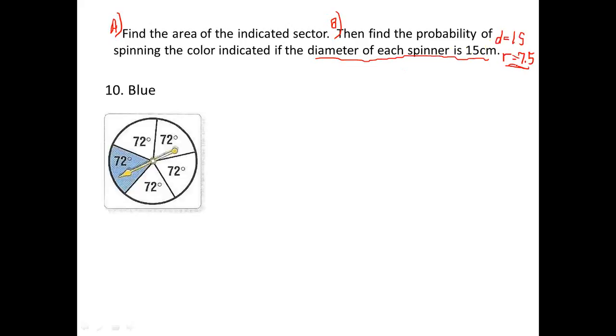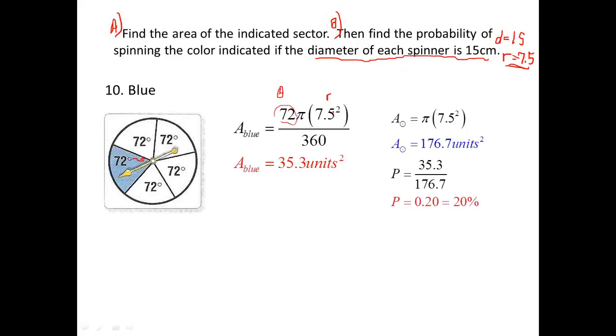So I want the blue one. And they told me this angle was 72. So there's the area of the blue. Again, this is the angle that I refer to. This is your R. Do the entire circle, and then do the division out.